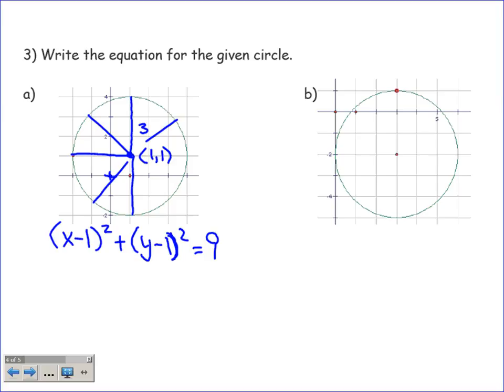Does anyone have any questions on part A? Okay, why don't you guys try part B on your own right now? Okay, so identify the center. Identify the radius. And I would substitute those into the equation.